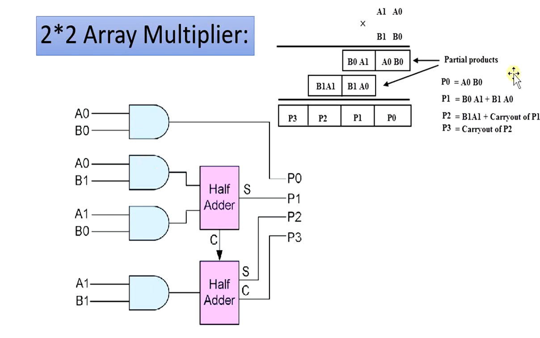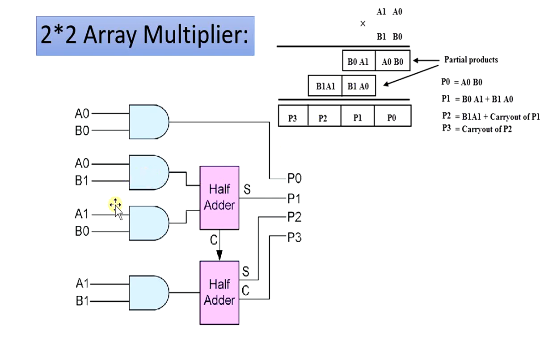use of AND gates, because I need to implement the partial products. So I have 4 partial products here: A0B0, A1B0, A0B1 and A1B1. These are the partial products that I'm going to implement, and then I need to perform the addition. For the first term, A0B0 directly yields P0. Whereas for the second term P1, I need to add B0A1 and B1A0.